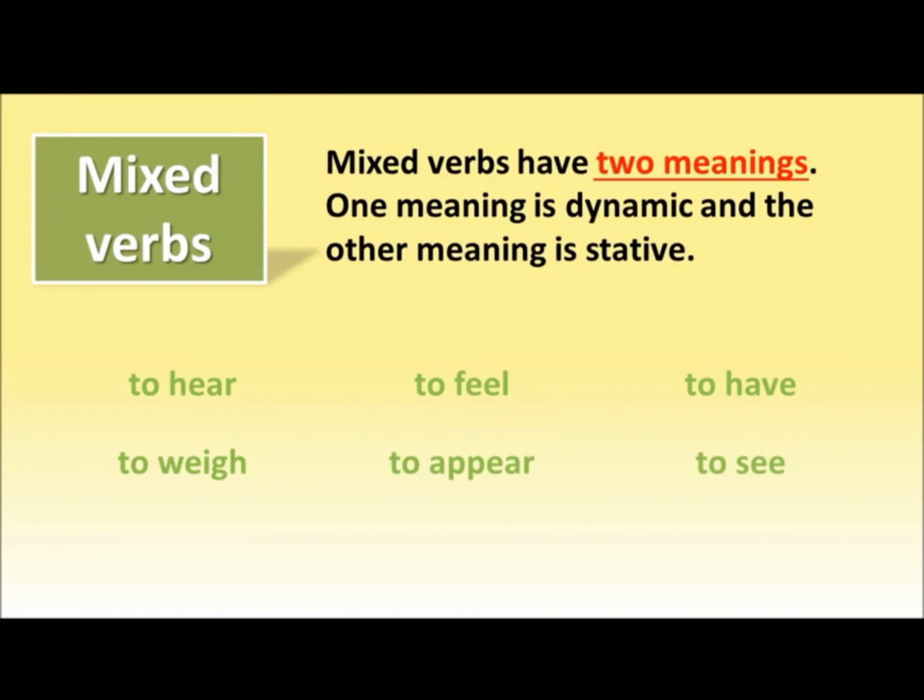Some verbs in the mixed group: to hear, to weigh, to feel, to appear, to have, and to see. These are mixed verbs which have two meanings. We can use them in a dynamic and we can use them in the stative form. Okay, so I hope you got a better understanding of the dynamic and stative and mixed verbs. It's pretty easy, not complicated. Just don't complicate it. Just please know the difference between dynamic and stative. Study each one and know that there are mixed verbs.